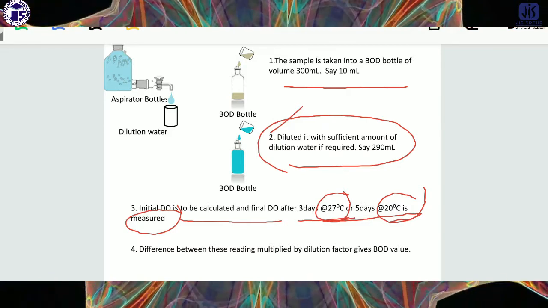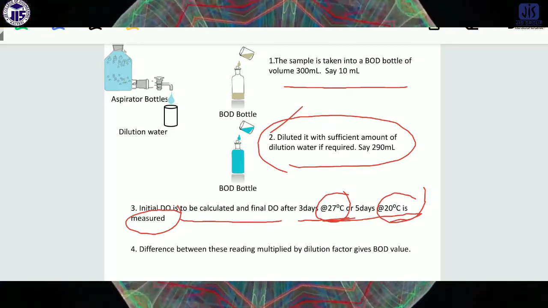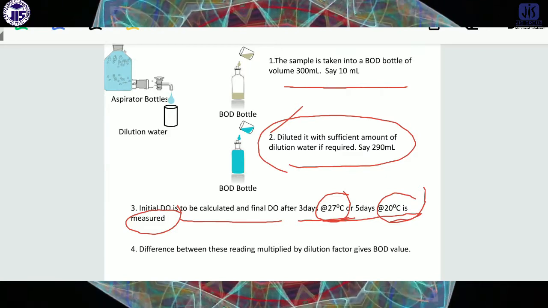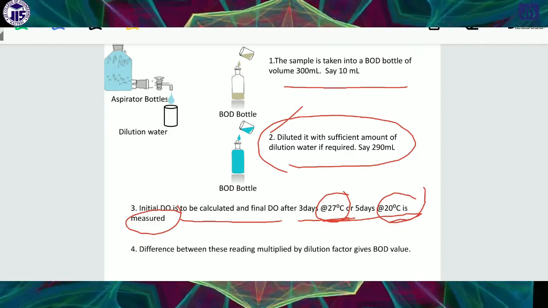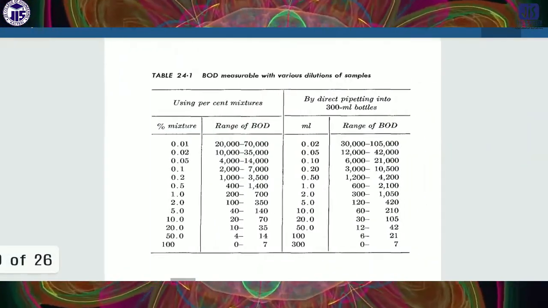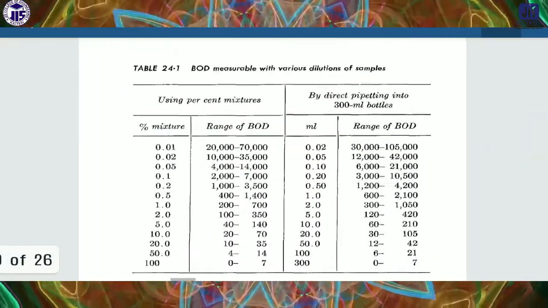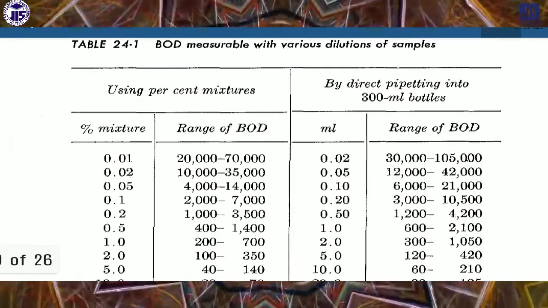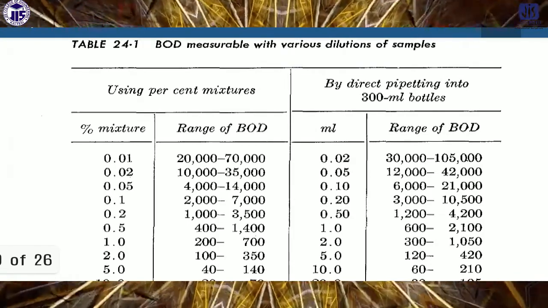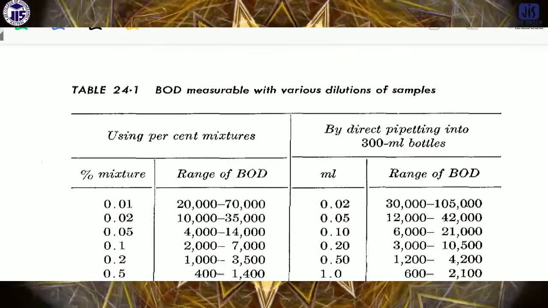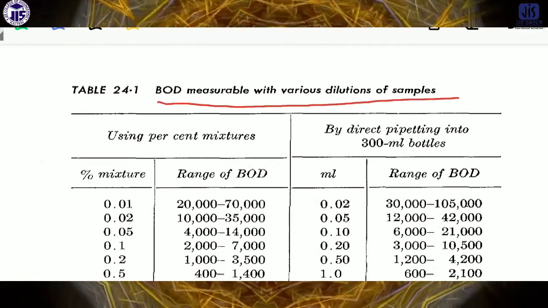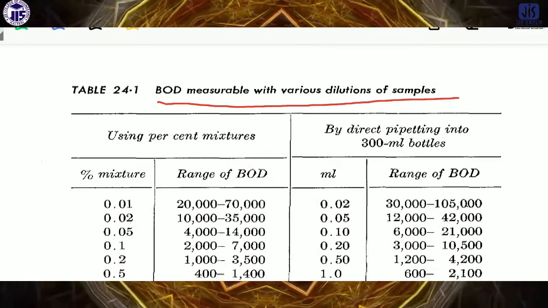Then you have to multiply this reading by the dilution factor. This will give the BOD value. So this is the table for BOD measurable with various dilutions of the sample. Look here, BOD measurable with various dilutions of the sample, because dilution is a very important factor here.